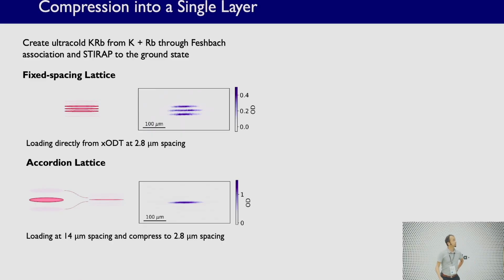So we can try, in this accordion lattice, without transferring it to the vertical fixed-spacing lattice, to make some molecules. The first thing we tried is to directly load the accordion lattice from the crossed optical dipole trap at the smallest possible spacing. And we get multiple layers, as you can see in the top image. But if we now load at 14 micron spacing and compress down to 2.8, you see that we nicely get a single layer, and the OD is much higher.